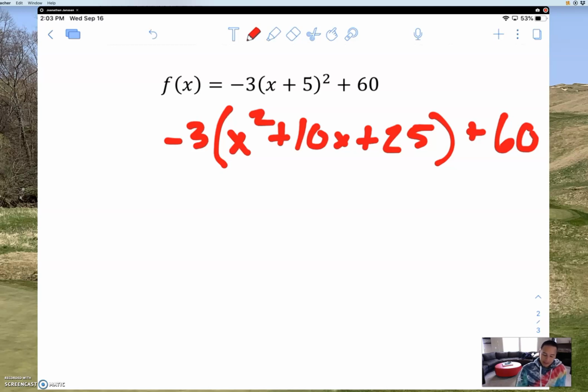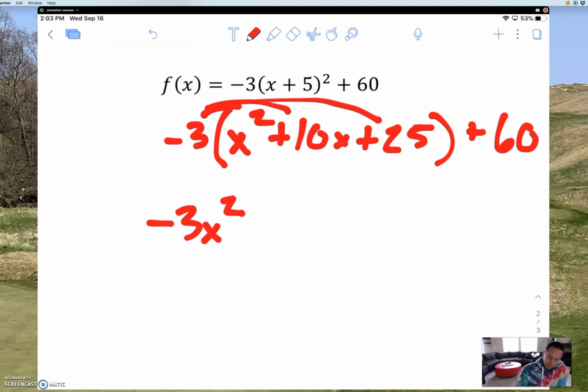Now we're going to take the -3 and distribute it to everything in the parentheses. -3 times x squared is minus 3x squared. -3 times a positive 10x gives us minus 30x. -3 times positive 25 is -75. And that 60 is off by itself. We don't distribute to it.